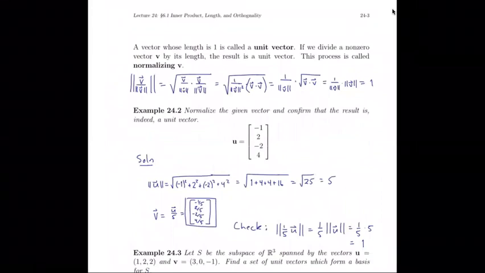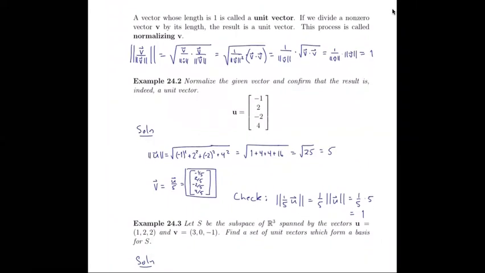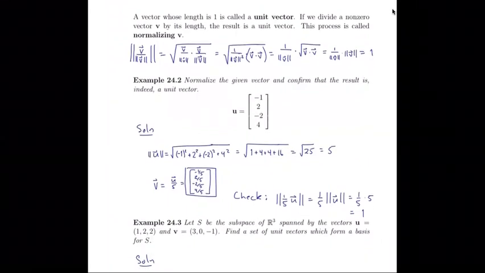We're just always going to get the zero vector. So we're asked to normalize the given vector and then confirm that the result is indeed a unit vector. So we take u, take its norm first. So that's u dotted with itself.